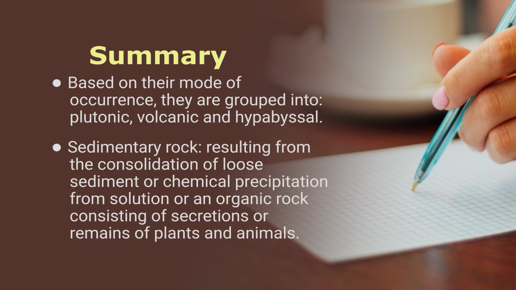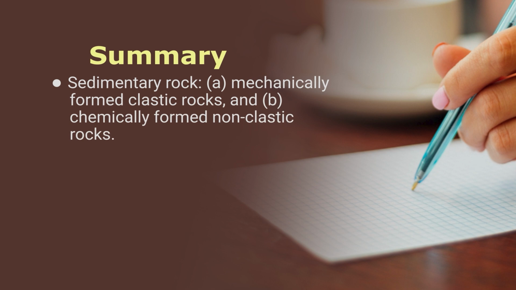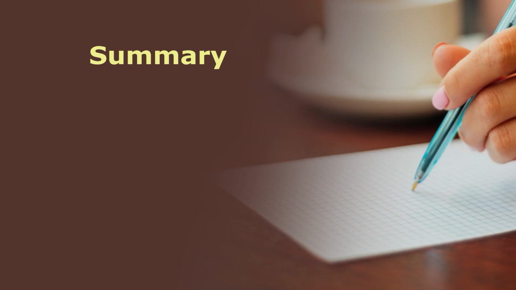Sedimentary rocks result from the consolidation of loose sediment, or chemical precipitation from solution, or organic rock consisting of secretions or remains of plants and animals. For example, coal. Sedimentary rocks can be mechanically formed, the clastic rocks. They can also be formed chemically, the non-clastic rocks. I gave you the example of halite. You can also have limestone.